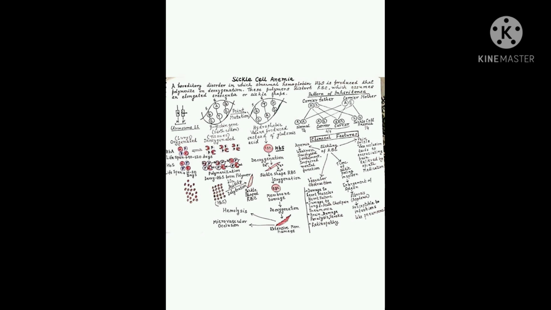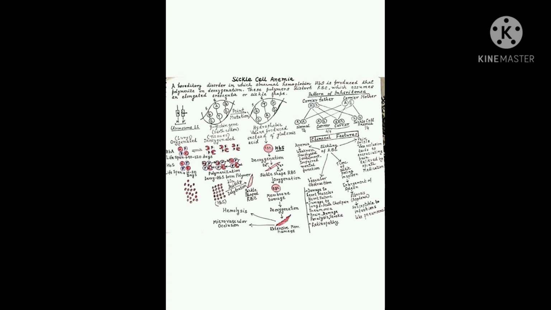Now when this RBC with hemoglobin S, the abnormal hemoglobin, gets deoxygenated, when it releases oxygen and gives oxygen to the body tissues, it itself gets deoxygenated. When it gets deoxygenated, it loses water. It undergoes dehydration, and the hemoglobin S polymerizes, and because of that the shape of the RBC gets distorted, and the RBCs become sickle shaped.